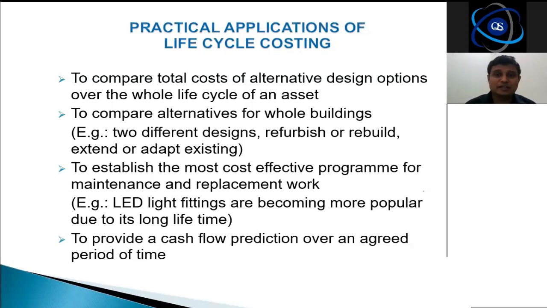So like that, alternative design options have hundreds of parameters to think about. This is what I told you. And then, to compare alternatives for whole buildings. Now, for example, two different designs: refurbish, rebuild, extend, or adapt existing.